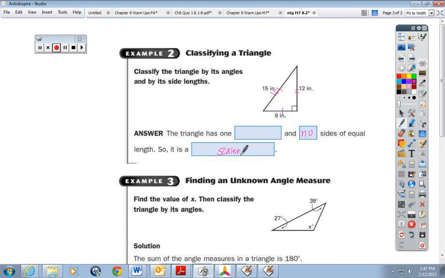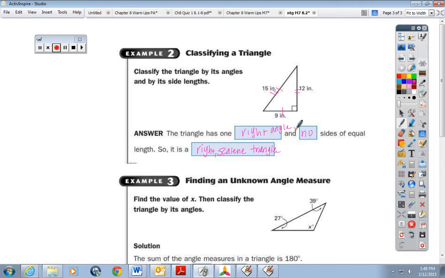Now we have to look at the measures too. What does this tell us right here? This is a dead giveaway. It's a right angle. So guess what kind of triangle it is based on its angle? A right. Oh, so it's a right scalene triangle because it has one right angle and no sides of equal length. So that's its full name, right scalene triangle.